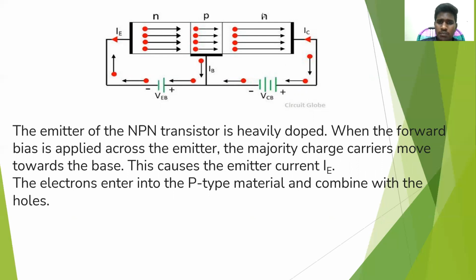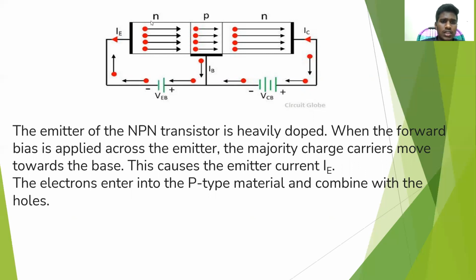And we have to give reverse bias to the collector base junction. That means in the N type, the majority carriers are electrons, so reverse bias means we have to give the plus polarity to this N type material for the collector base junction. Then it will work when we are giving the forward bias to the emitter base junction.